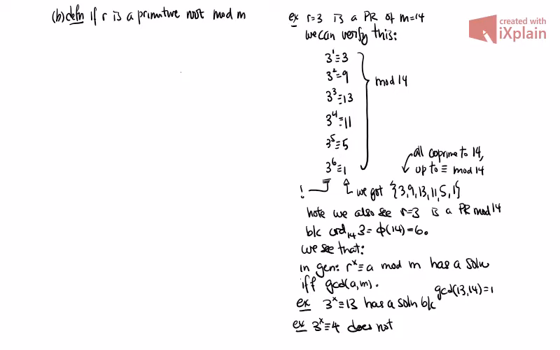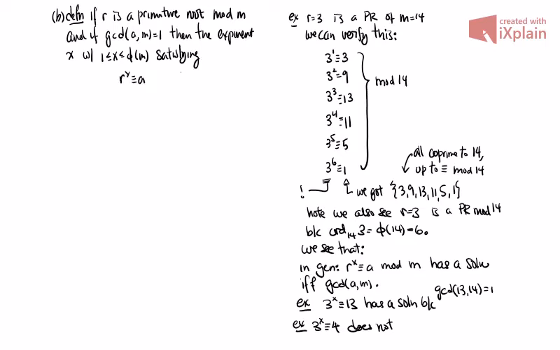mod m, and if the GCD of a and m is 1, then the exponent x, with x between 1 and phi of m, satisfying r to the x is congruent to a mod m, is called the index of a mod m with base r.